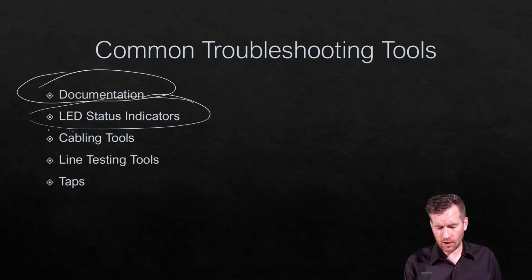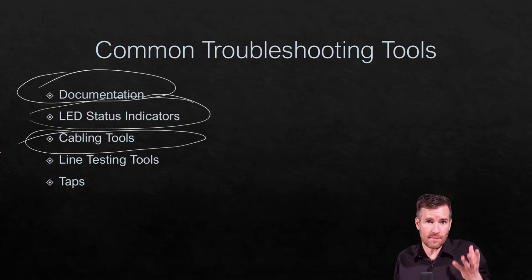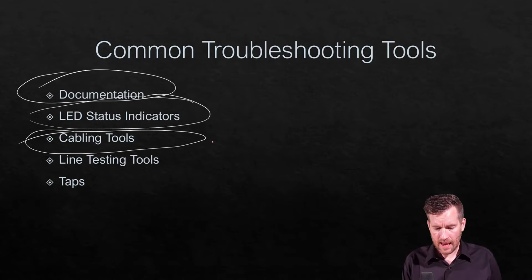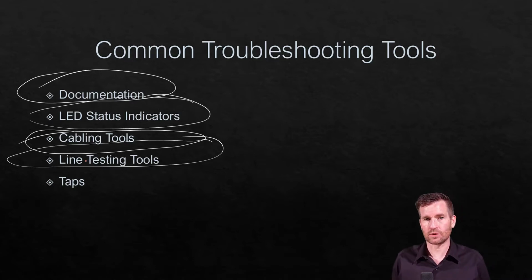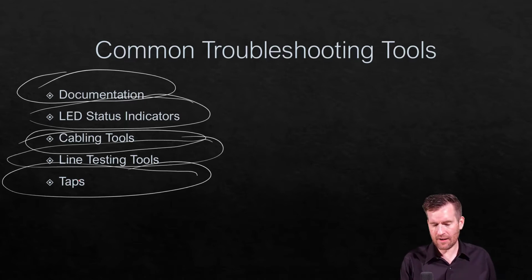And then I also will be talking about cabling tools, in which I'm going to briefly show some of the cabling tools that you'll use to assemble Ethernet cables. And then I'm going to show you a few other tools as well. And then we'll talk about line testing tools and what some line testing tools look like. Then we'll finish it off by talking about wiretaps.